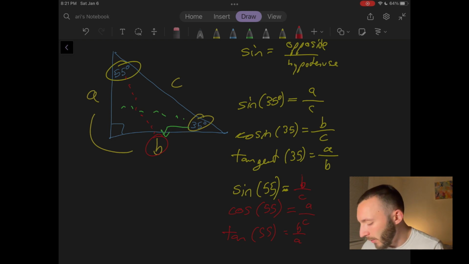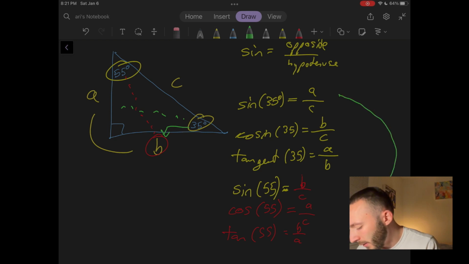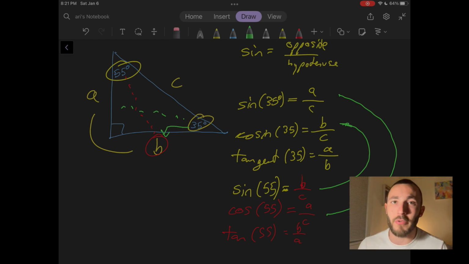And you might have noticed that the cosine of 55 is the same as the sine of 35. And the cosine of 35 is the same as the sine of 55. That is always going to be the case in a right triangle. For the other two angles, the cosine of one is going to be equal to the sine of the other, and the sine of one is going to be equal to the cosine of the other.